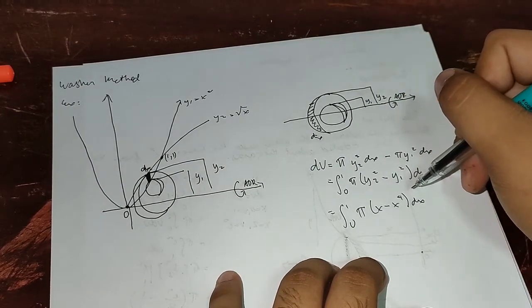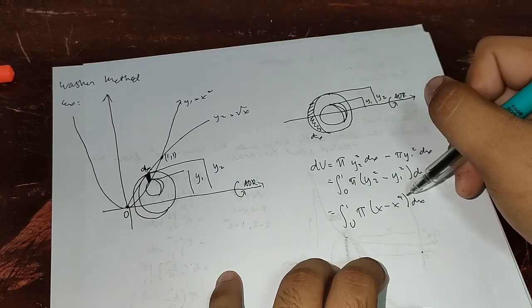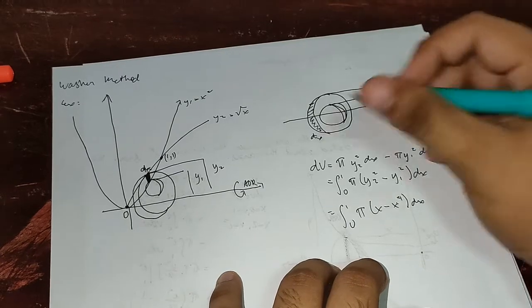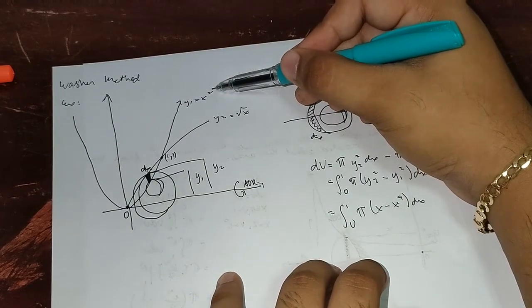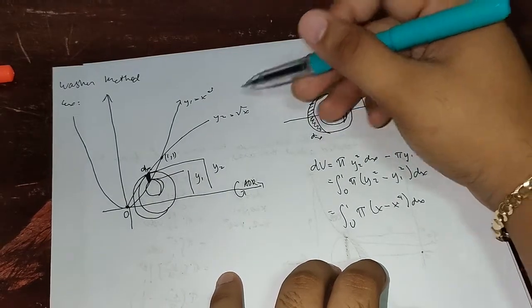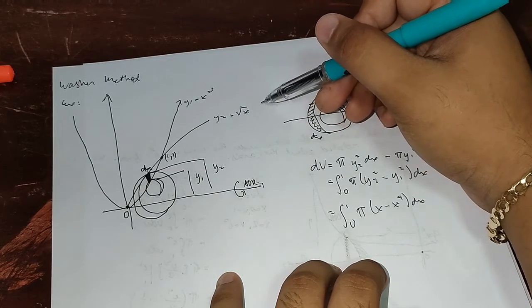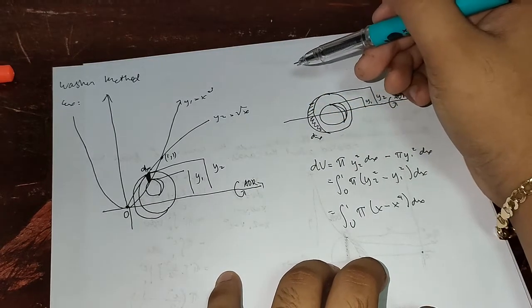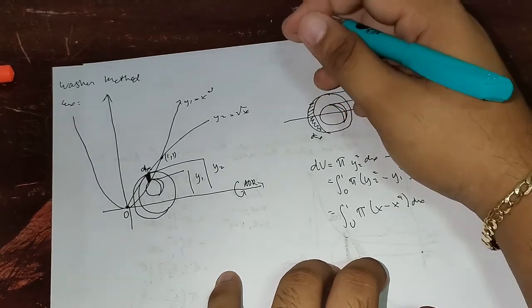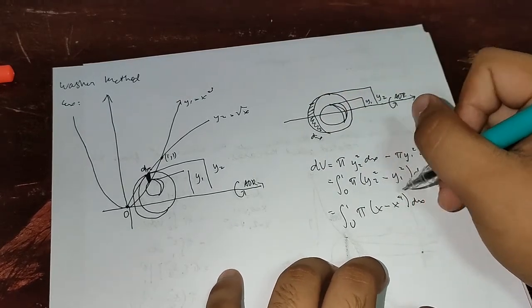Our y sub 1 here is x squared, so squaring it, it becomes x raised to 4. And y sub 2 is x to the 1/2, so if you square it, it becomes x to the 1. So it's the integral of x minus x raised to 4.